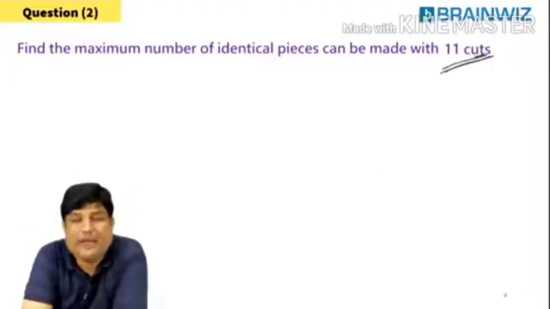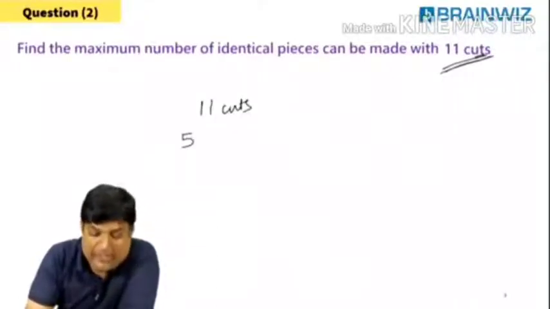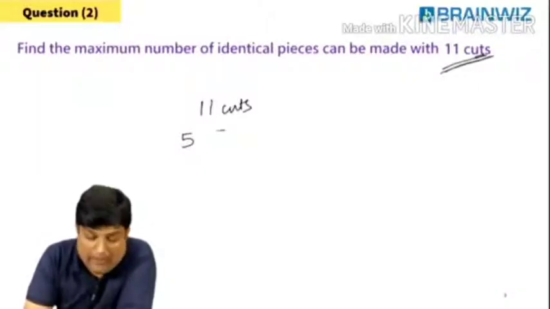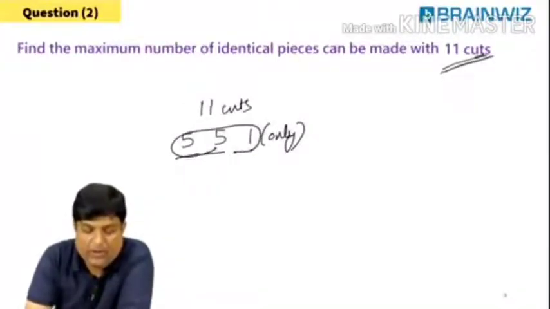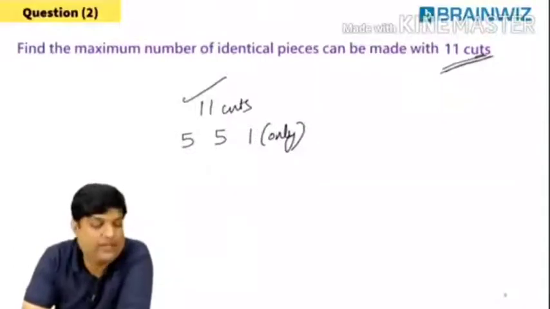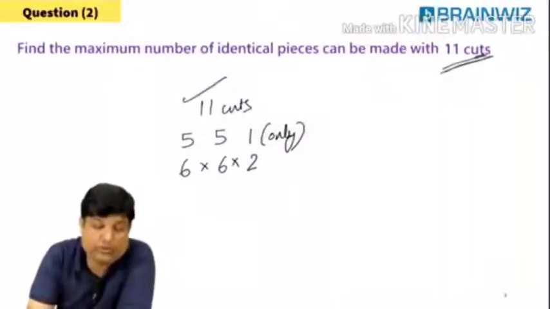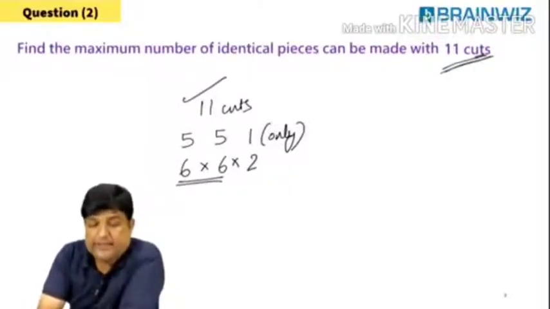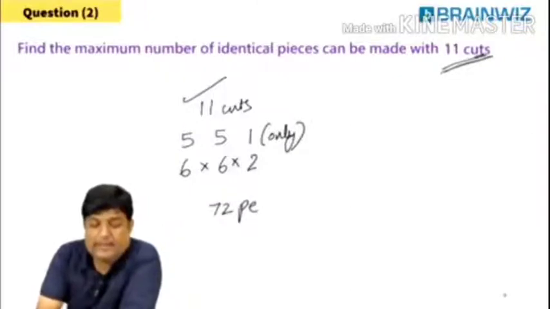So students, have a look, everybody. When 11 cuts are given to you, what will I do? I'll make 5 on x-axis. I'll make 5 on y-axis. I'll make only one on the z-axis. 5 plus 5 plus 1, total 11. 5 cuts, 5 cuts, 1 cut. So I'm going to write 6, 6, 2. 6, 6 is 36, 36 2s are 72 pieces. Is this maximum?